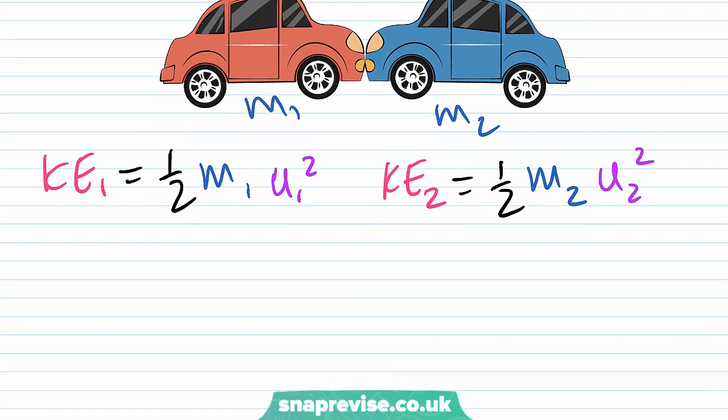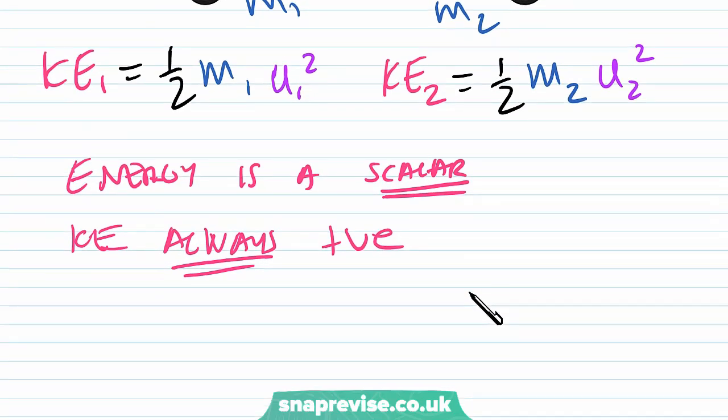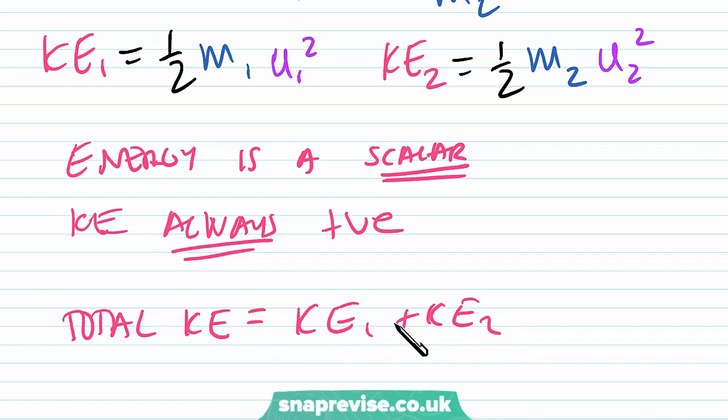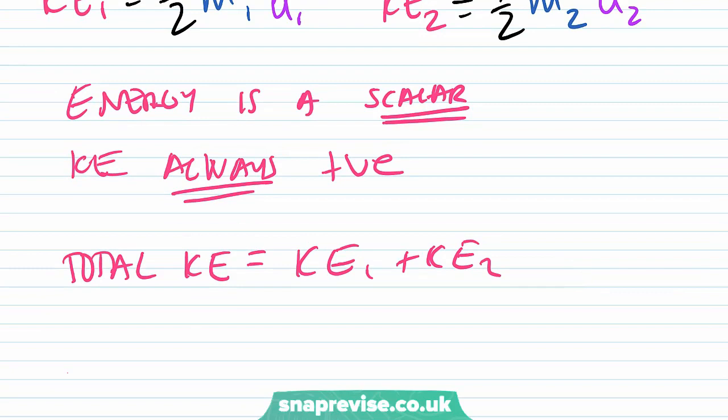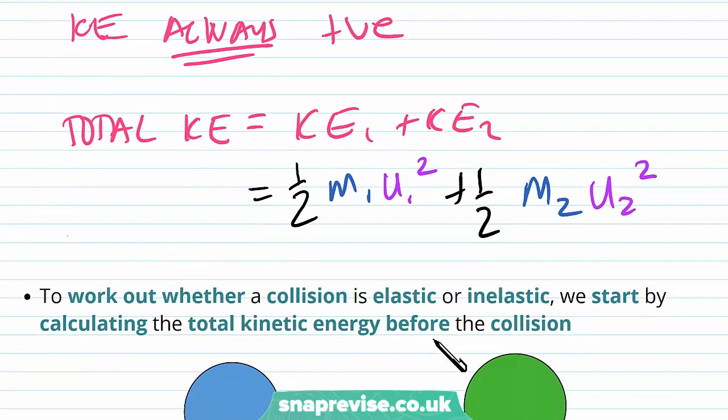So we can conclude from this that energy is a scalar and the kinetic energy is always positive. And we can therefore write an expression for the total kinetic energy of the system, because it's just going to be the sum of the two individual kinetic energies, since we've said it's scalar and they're positive, so we're not interested in signs. So this gives us a total kinetic energy of a half m1 u1 squared plus a half m2 u2 squared. So that's an expression for the total kinetic energy of the two cars.